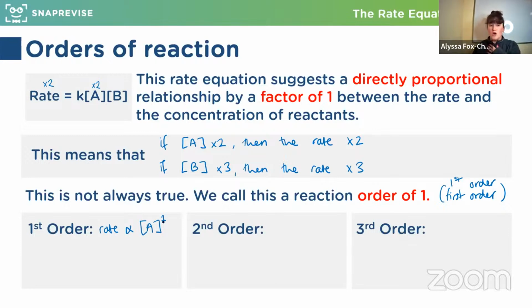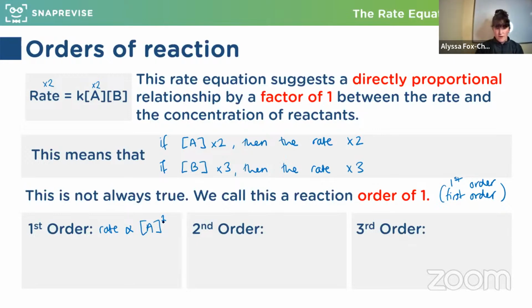Would that be double 2? No. I would be running an experiment where I would choose to double the concentration of A, but I would choose to keep B the same. So in my first experiment, maybe I use 1 mole per decimeter cubed of A and 1 mole per decimeter cubed of B. And then I'd measure the rate. And then in my second experiment, I'd choose 2 moles per decimeter cubed of A, but only 1 mole per decimeter cubed of B. So I've doubled the concentration of A, and I would notice that the rate has also doubled.